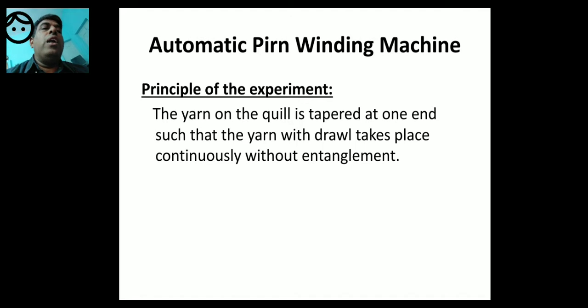So the yarn on the quill or pern is tapered at one end such that the yarn withdrawal takes place continuously. Why is it tapered at one end? So that yarn withdrawal takes place continuously without entanglement. So that is the purpose in the principle of the experiment.